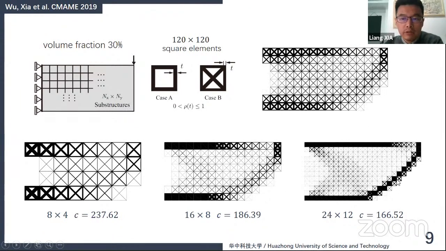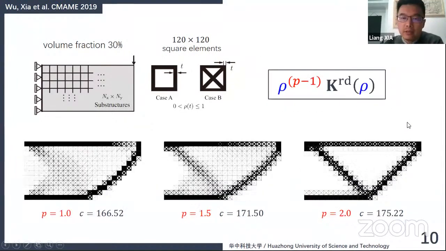If we want to reduce the complexity of the structure, we can simply include a penalization term before the stiffness matrix. Here we can see that by increasing this penalty, we have a clearer design, which is similar to the conventional solid material design result. Of course, the compliance is increased due to this penalization.